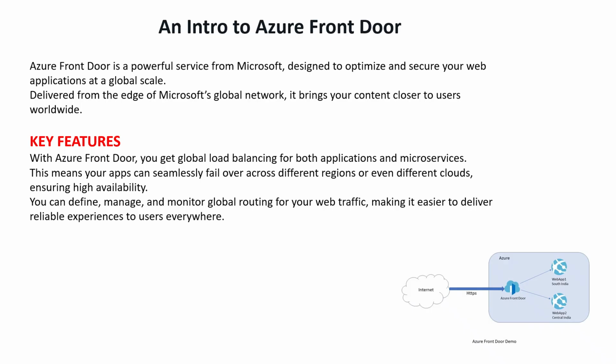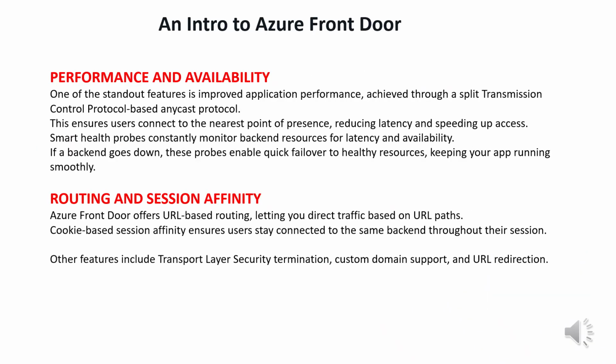This means your apps can seamlessly fail over across different regions or even different clouds, ensuring high availability. You can define, manage, and monitor global routing for your web traffic, making it easier to deliver reliable experiences to users everywhere. One of the standout features is improved application performance, achieved through a split transmission control protocol-based Anycast protocol. This ensures users connect to the nearest point of presence, reducing latency and speeding up access.